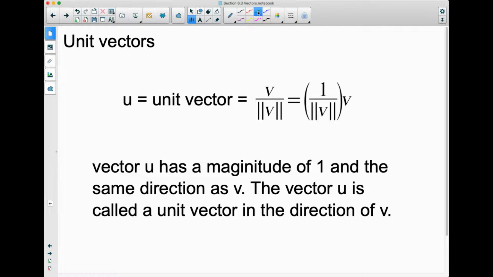What is that thing at the bottom, the paragraph? We're going to show that. So if we're looking at vector u and it's called a unit vector, it has to have a magnitude of 1. So that's what this is saying, that it has it. We're going to prove that it does have that. Okay. But it's the same direction as vector v. So the vector u is called a unit vector with the direction. Trust me. I'll try it.